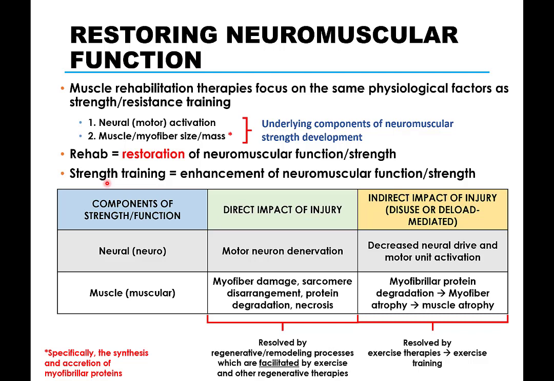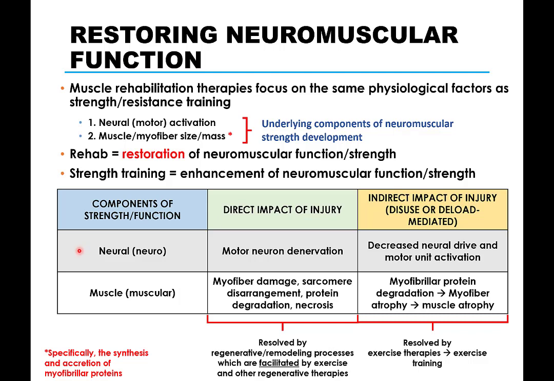So first, let's describe the impact of the strain on the neural and muscular components of neuromuscular strength/function. As you can see in this table, we have broken it down to the direct and indirect impact of the muscle strain on the neural and muscular components of strength/function.